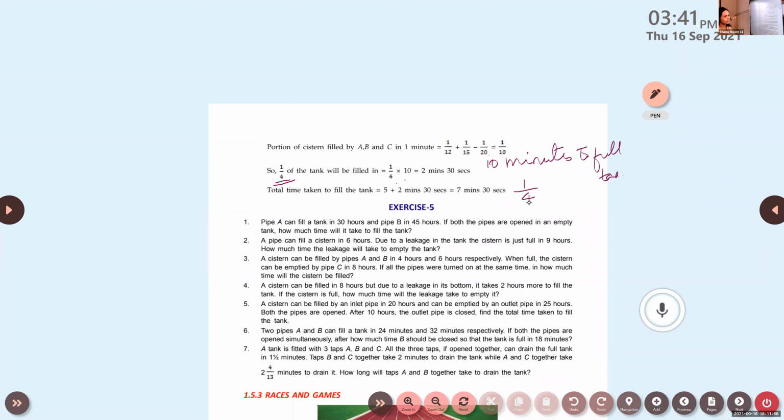It's time up. It is 7 minutes 30 seconds. Children, is it the time up to 340 or 350?